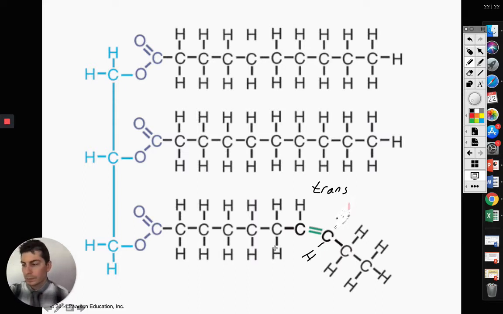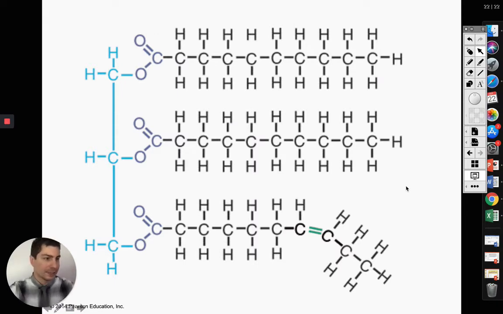Now, don't think of this trans unsaturated fatty acid as the ones you hear about in stores, like trans fats and stuff like that. Those are man-made fats where they literally make them and market them like that. And they're very bad for you. Trans fats are really bad, but don't get them confused with trans unsaturated fatty acids. They're a little bit different.